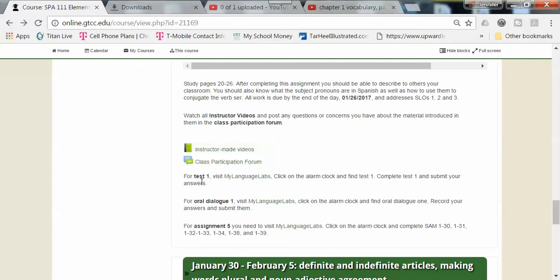So after you've done that, then it says that you have a test in My Language Labs, you have an oral dialogue to complete in My Language Labs, and you have assignment 5 to complete in My Language Labs. So when we go to My Language Labs, we're going to look for the test, we're going to look for the oral dialogue, and we're going to look for SAMs 130, 131, 132, 133, 134, 138, 139. And so also remember that there will be additional information on the calendar for the 26th. There will be probably some tutorials and some extra practice. That is stuff that you do not have to complete. It's just there in case you have extra time or you're struggling with something and you need extra practice.